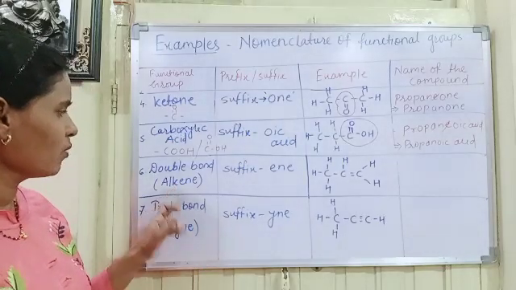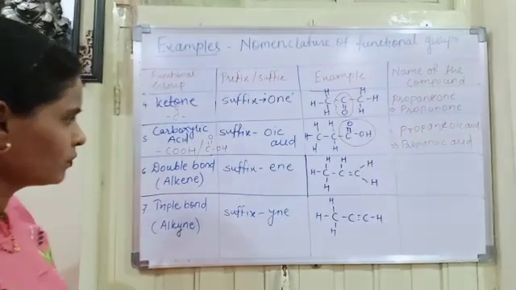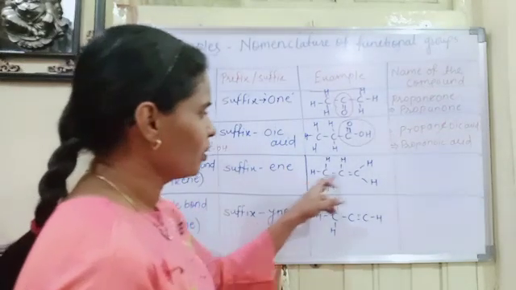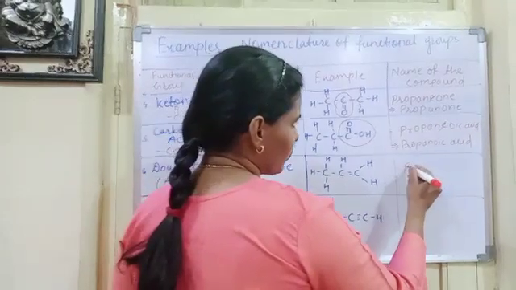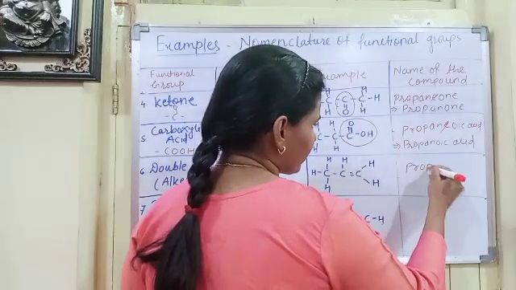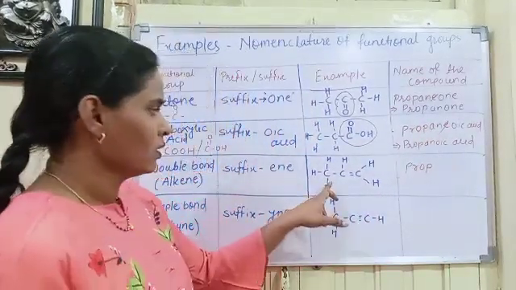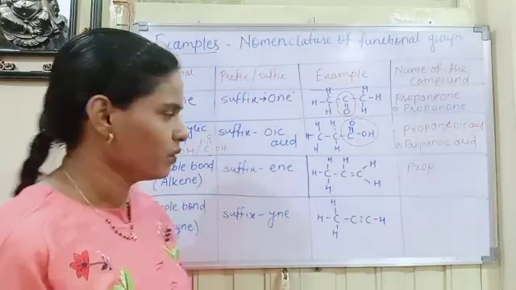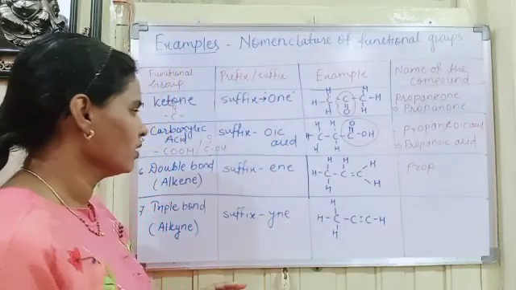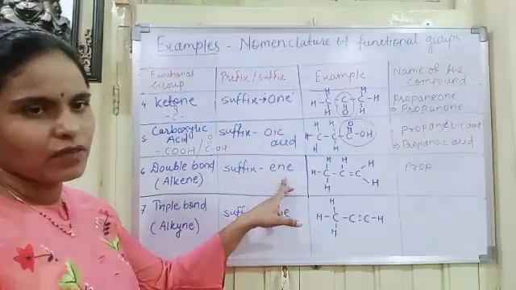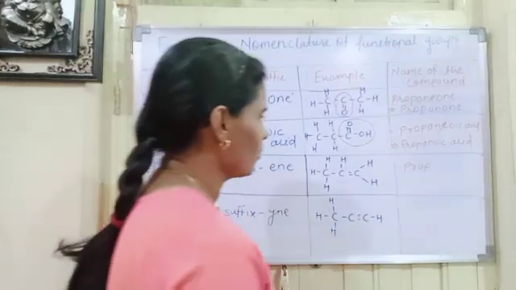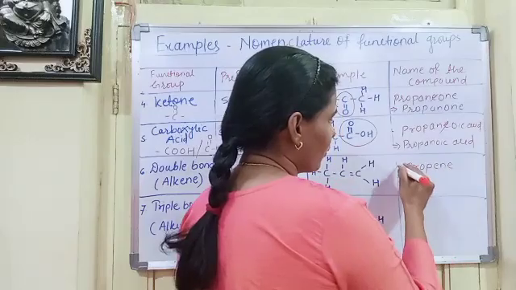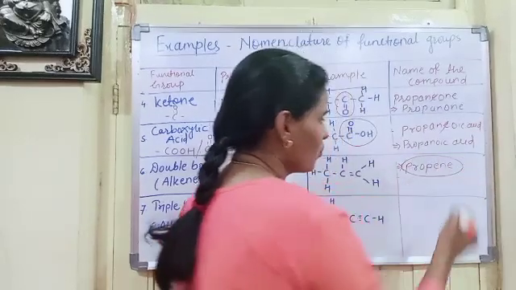Now let us take the example of alkene. If alkene is there, then the suffix will be ENE. Again, 3 carbons are there. Root word is prop. Now in this, these 2 carbons are bonded by a double bond. If 2 carbons are bonded by a double bond, then the suffix will be ENE. So here the primary suffix is ENE. So the name of the compound is propene.